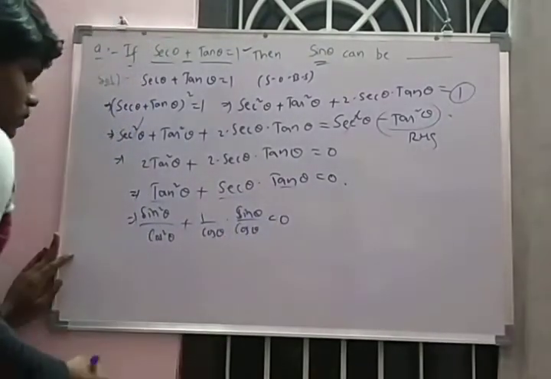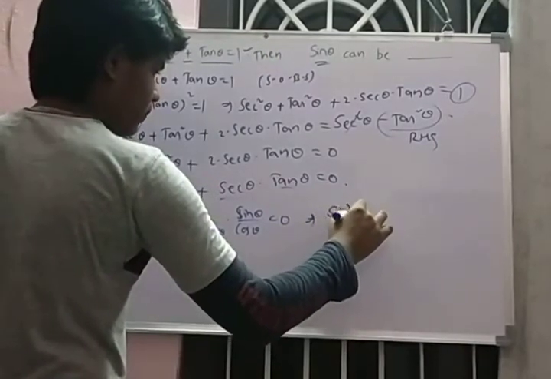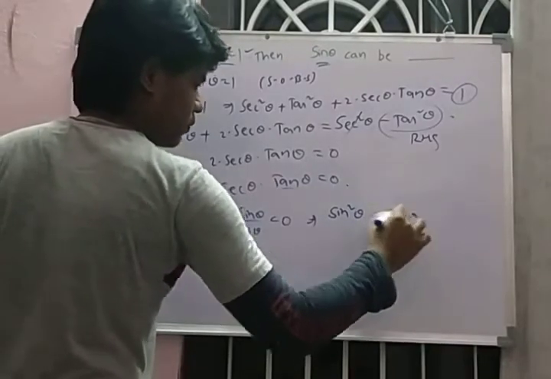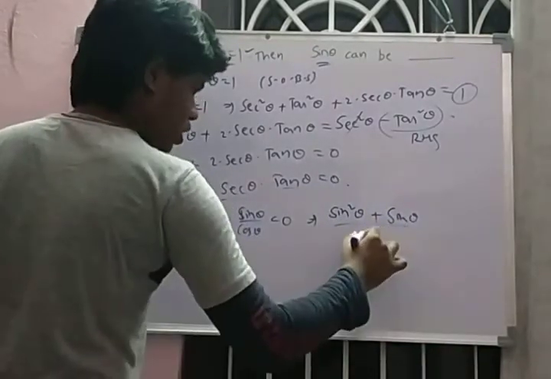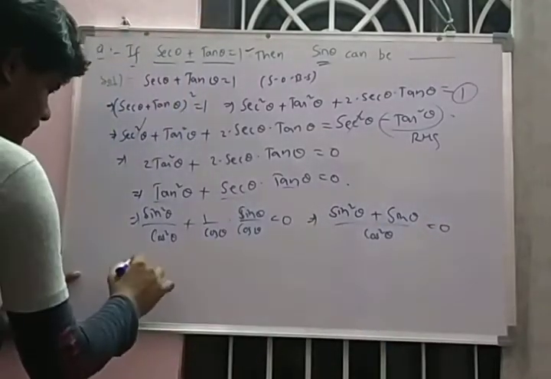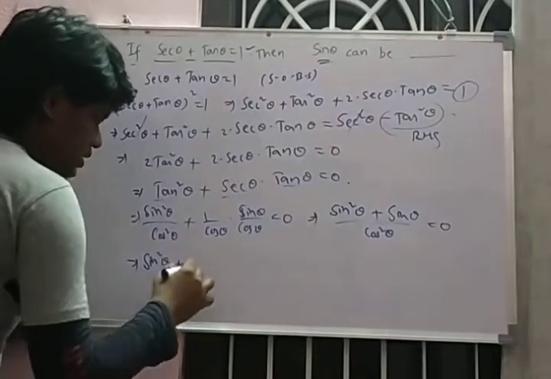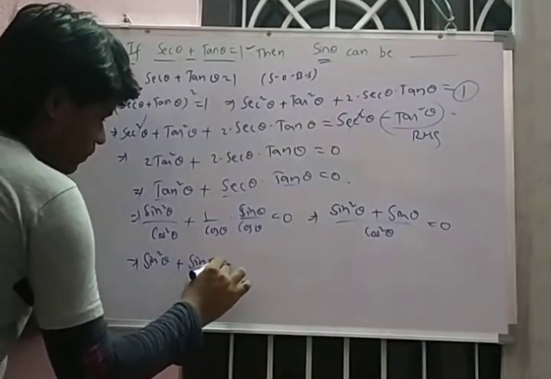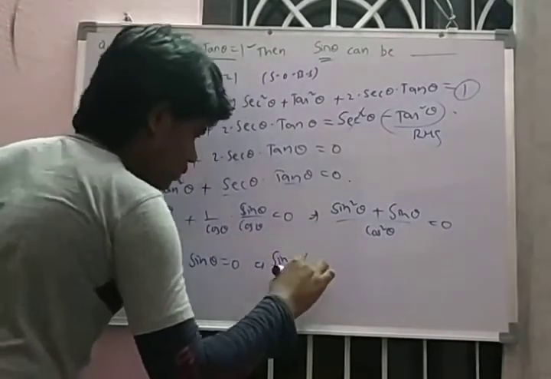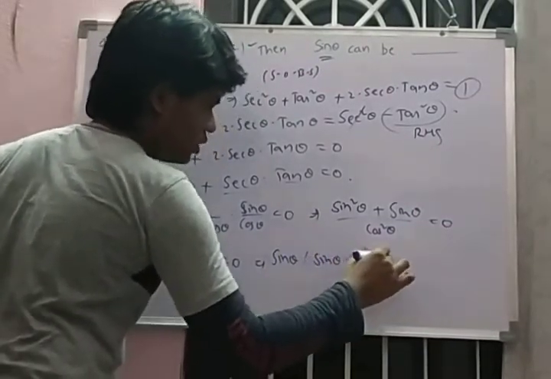That equals 0. So then sin square theta plus sin theta by cos square theta is equal to 0. So that implies sin square theta plus sin theta is equal to 0. So taking sin common, sin theta into sin theta plus 1 is equal to 0.